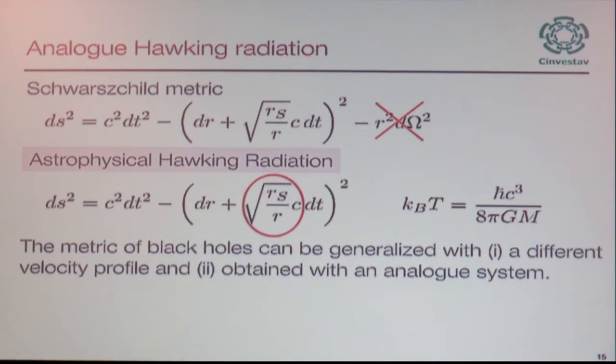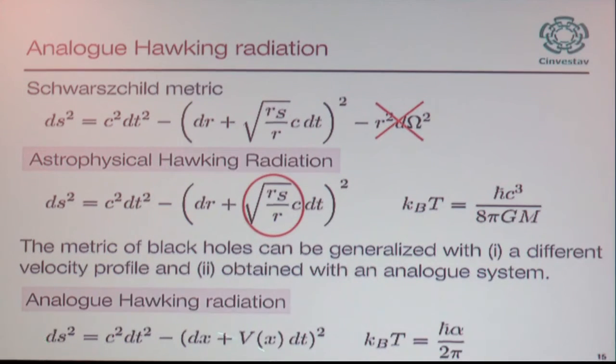And what we can do is we generalize in two ways. First, we don't have to use this velocity profile. If you see this term here in red, it's a velocity profile that depends on the inverse square root of r. So we say, well, we don't have to keep that. We can just have a general velocity profile. And the second generalization is that we can have another system that has this metric, even though the origin is not from gravity. It comes from something else. It will come from the flow of a fluid.